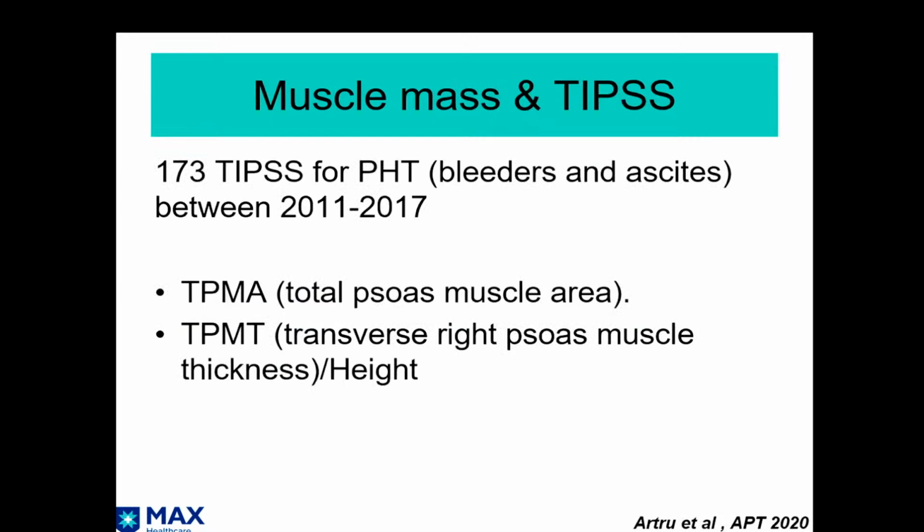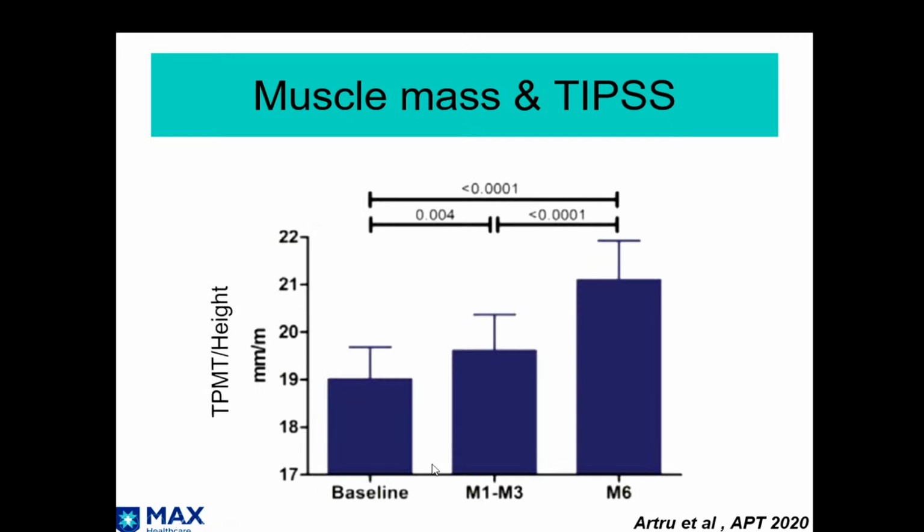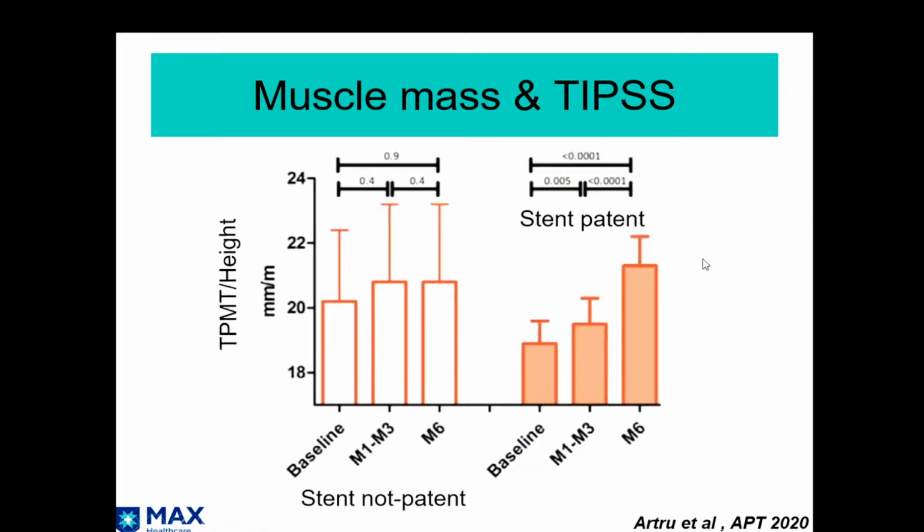So in this particular study, 173 patients underwent TIPS for portal hypertension. They looked at the TPMT, transverse right psoas muscle thickness versus height. In the post-TIPS period, at 3 months and 6 months, there was a significant improvement in the muscle mass. And this improvement only persisted in those who had a patent TIPS. So you have to get a TIPS done to improve sarcopenia. How is it practical?